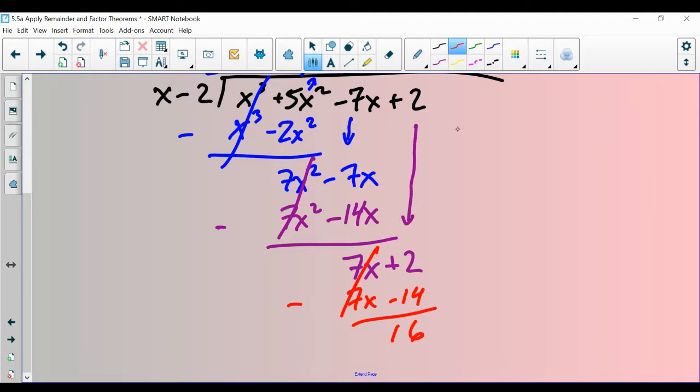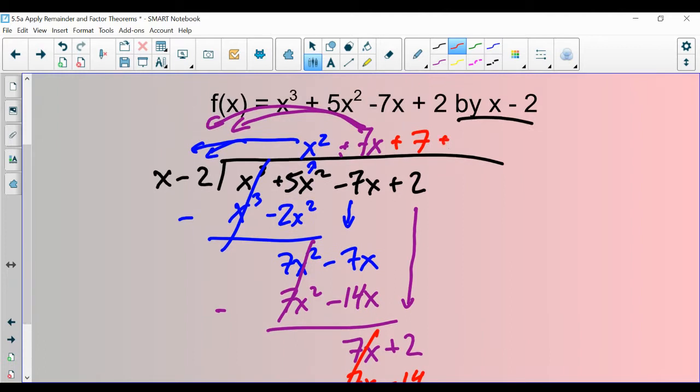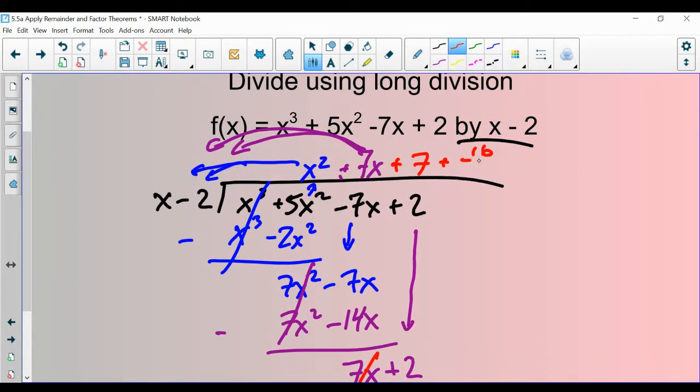At this point, you would look to drop the next number down, but there's nothing to drop. That tells you that this is going to be the remainder. What we are going to do with that remainder is write plus. There isn't always going to be a remainder, but when there is, you write plus, and then whatever that remainder is, which is 16, that's your numerator, and x minus 2 is your denominator. So our final answer is x squared plus 7x plus 7 plus 16 over x minus 2.